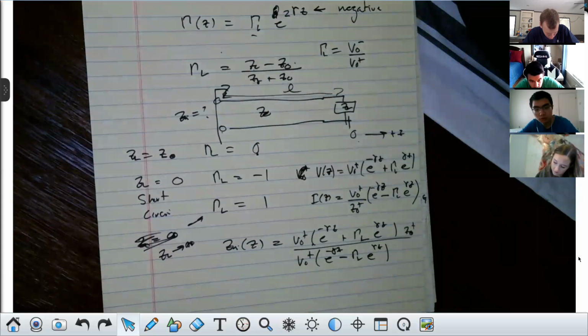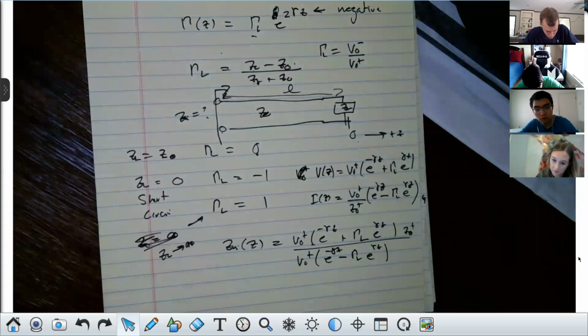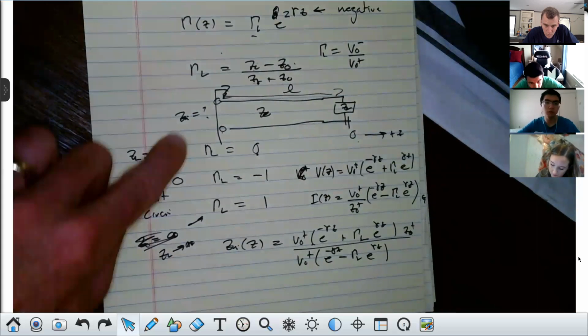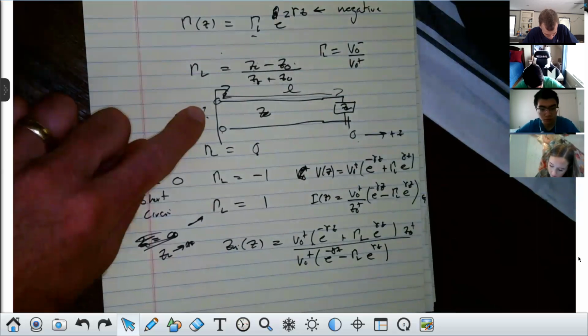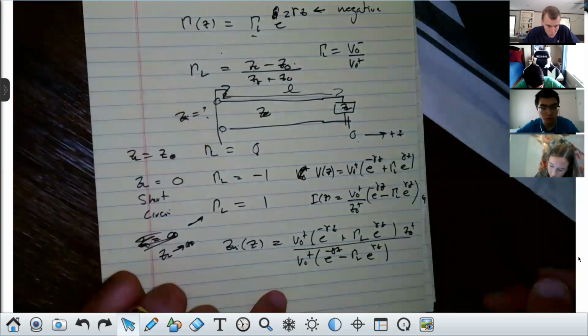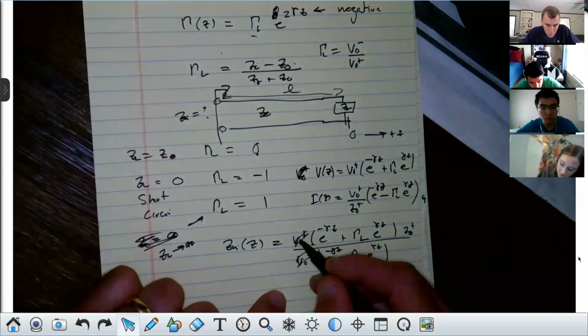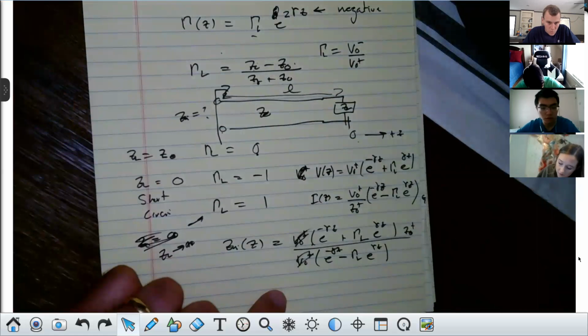I'm just showing you what happens when we calculate input impedance. That's the ratio of voltage to current at any point Z. Now, y'all see that the V0 plus cancels. And well, it should, because impedance should never be a function of voltage. It should just be a function of the ratio of voltage to current. Really, it should only be a function of the parameters on the line, never a function of the source voltage.